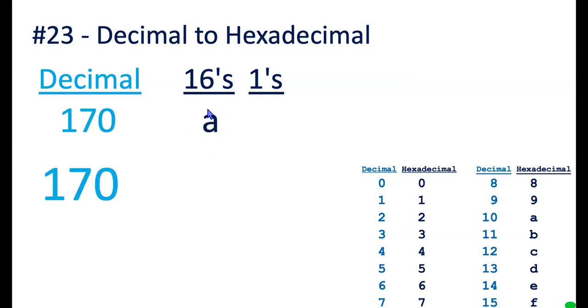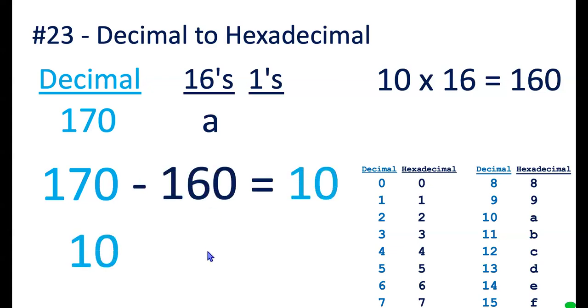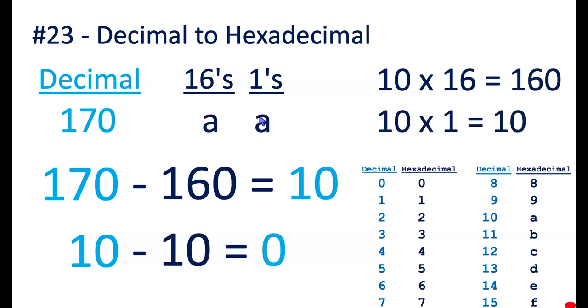170. How about A? I used lowercase here, didn't I? 10 16s. Okay, that's 160. What do I have left over? Oh, I have 10 left over. Hey, how about an A here? That'll work. 10 16s plus 10 ones. 160 plus 10 is 170.